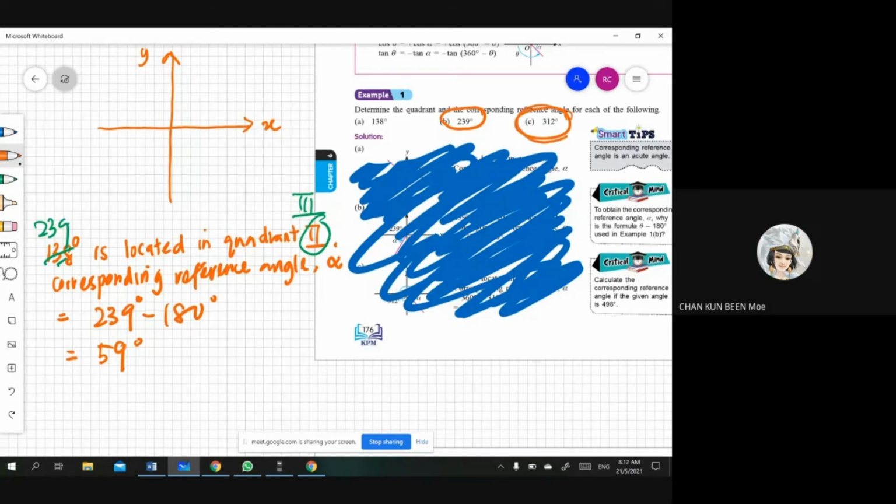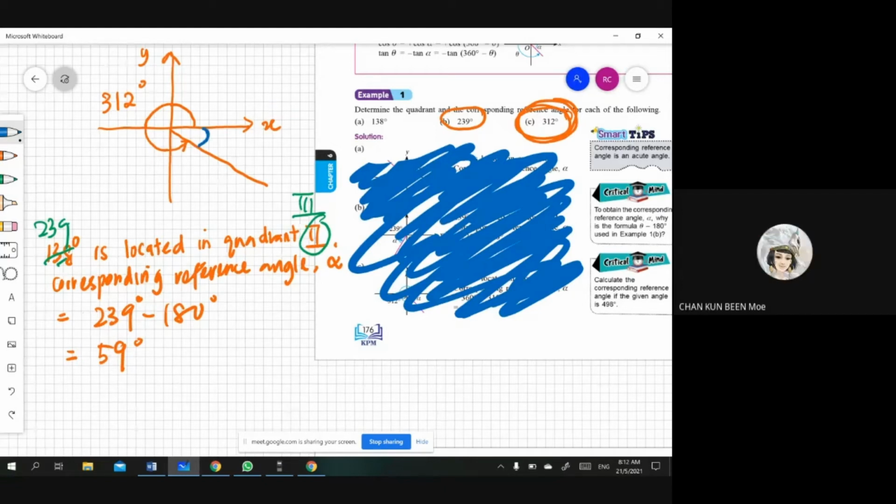Okay, so now I'm going to draw 312 degrees. So from here to here is 90 degrees. Here to here is 180. Here to here is 270. So 312 is somewhere around there. I draw the line. So this is 312 degrees. Okay, so can you guess where the corresponding reference angle is? Can you guess? This one, right?